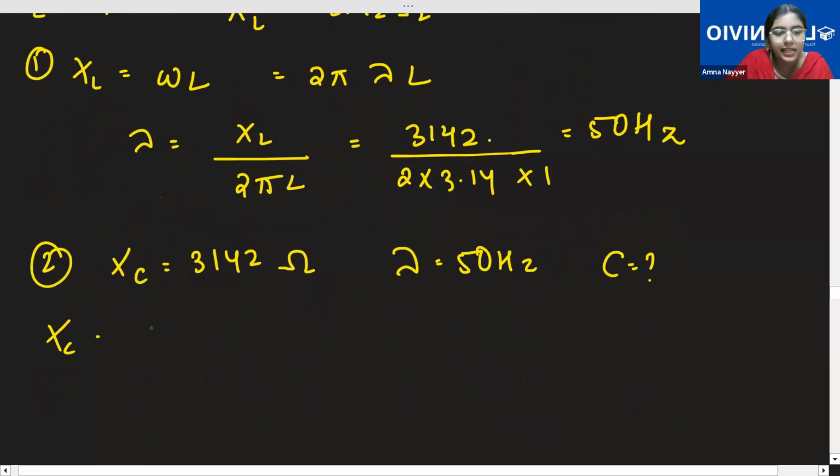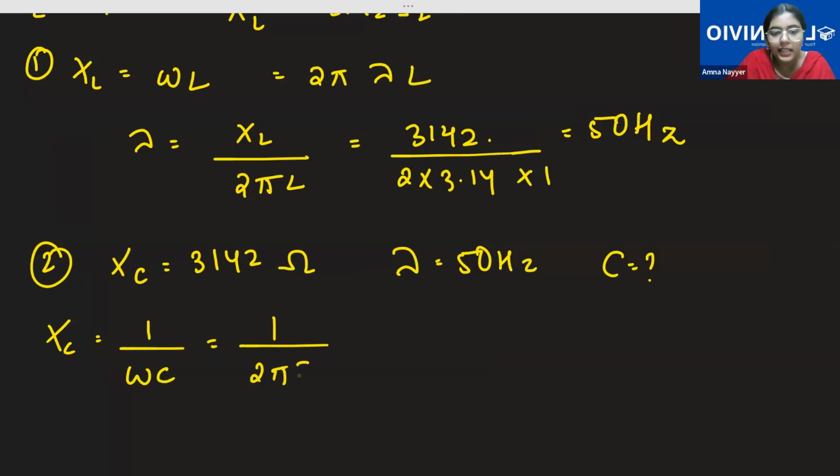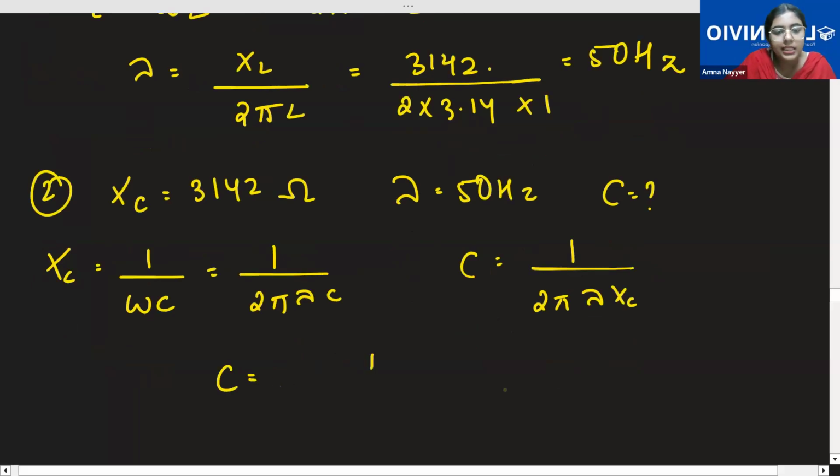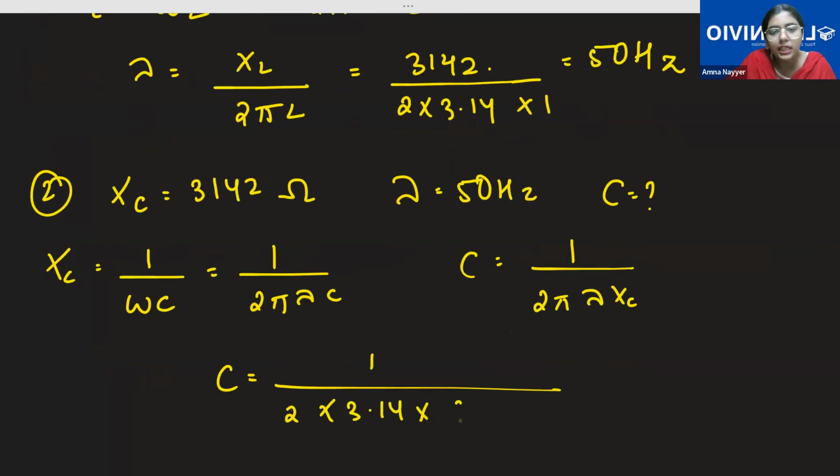So Xc is equal to 1 by omega C, which is 1 by 2 pi nu C. From here, C is equal to 1 by 2 pi nu into Xc. Now you can calculate this later. This will be 2 into 3.14 into 3142 into Xc is the same. Frequency is 50. So this much of unit.